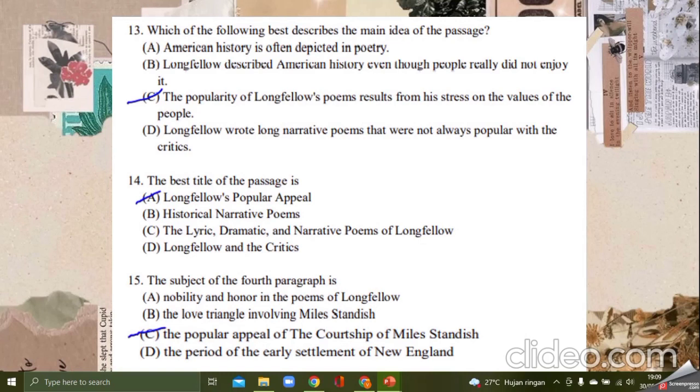The question is, which of the following members is representing Alya of the present? The popular long below from Schroeder from his dress and values. Another question is, the best title of the passage is answer A, Long below popular. And one question again is, the subject of the first paragraph, the answer is C, the popular appeal of the township of Marstandes.